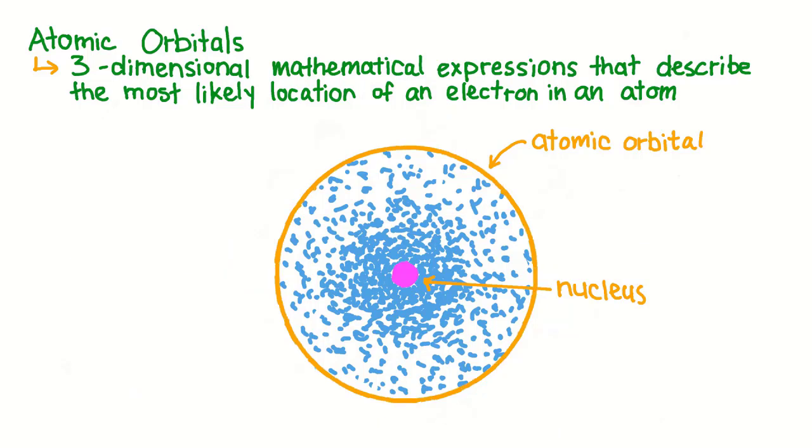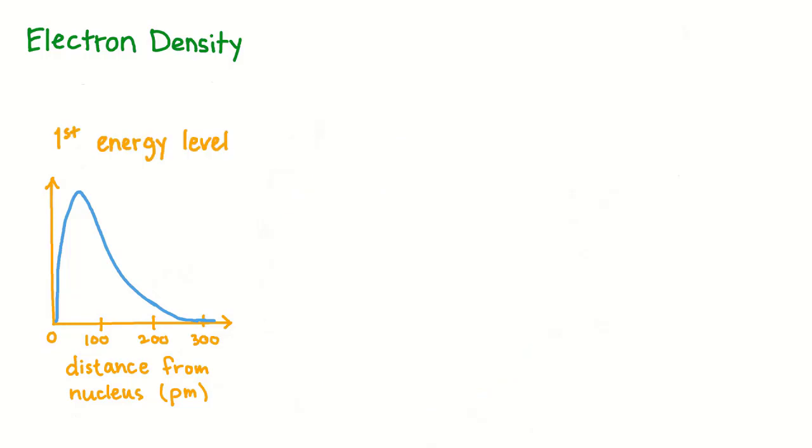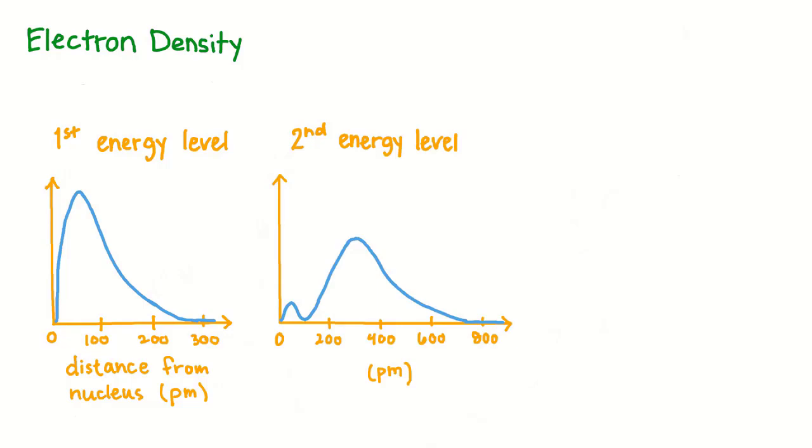Looking at this cartoon, we can see that the electron density that's described by the atomic orbital isn't the same everywhere. We can visualize this on this graph. This graph shows us the electron density as a function of the distance from the nucleus. We can see the electron density is highest closest to the nucleus. It gradually decreases as we move further from the nucleus. This graph showed the electron density for an atomic orbital in the first energy level. This graph showed the electron density for an atomic orbital in the second energy level.